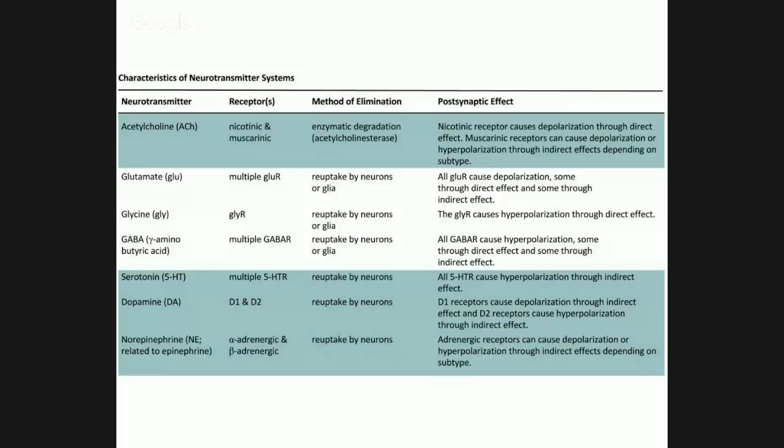Now over here under postsynaptic effect, I just tell you what that neurotransmitter is capable of doing. When acetylcholine binds to the nicotinic receptor, it causes depolarization through direct effect, which means the ionotropic receptor directly opens an ion channel. When acetylcholine binds to the muscarinic receptors, they can cause either depolarization or hyperpolarization, depending on the exact subtype of muscarinic receptor, and all of those are indirectly going to open ion channels. Those are metabotropic receptors.